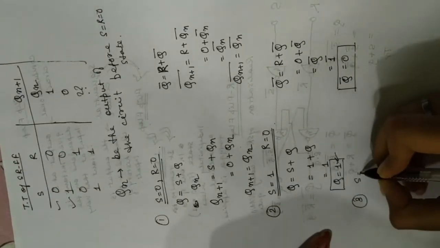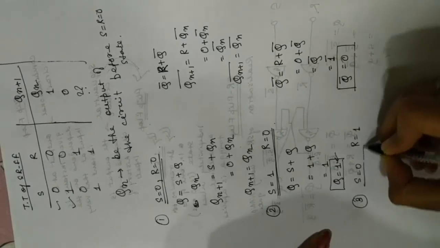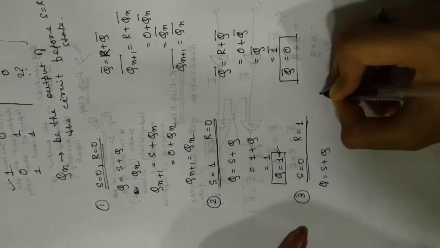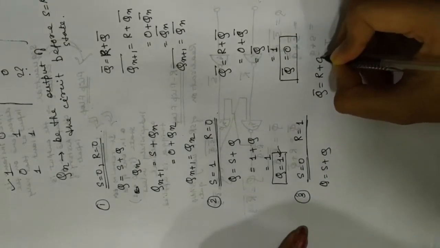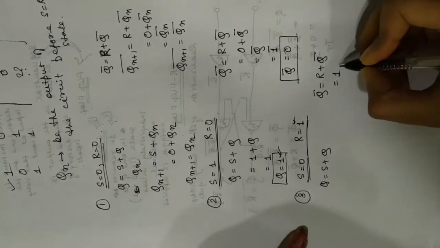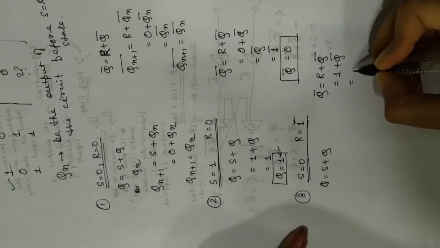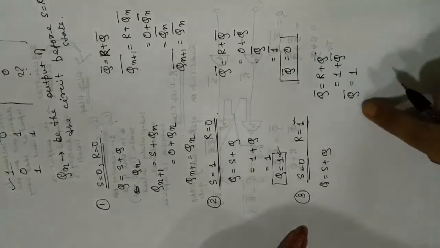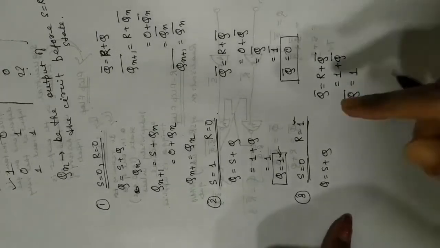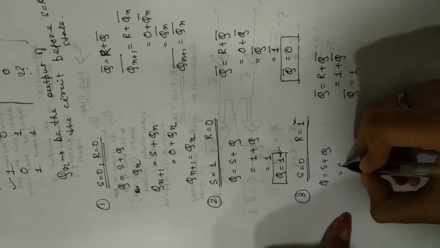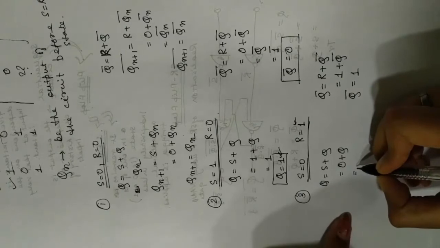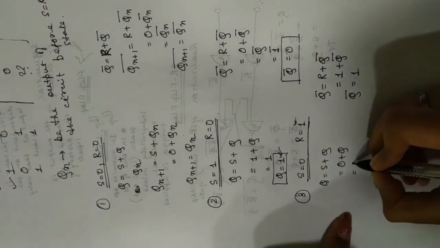Third stage is when S equal to 0 and R is equal to 1, right? So Q is equal to S plus Q and Q bar is equal to R plus Q bar. First we'll do this because we have a 1 over here that will help us: Q bar is equal to 1 plus Q bar, which is 1. So whenever we get Q bar is equal to 1, we immediately know Q is equal to 0, right? So we'll put it over here. S is equal to 0 plus Q is equal to, since Q bar is equal to 1, Q will automatically be equal to 0.